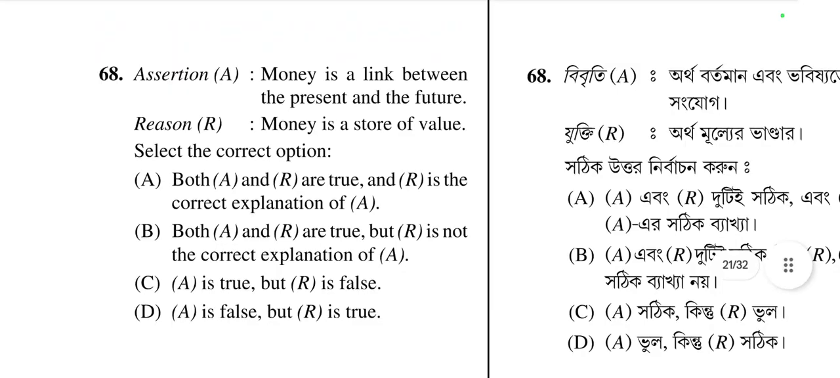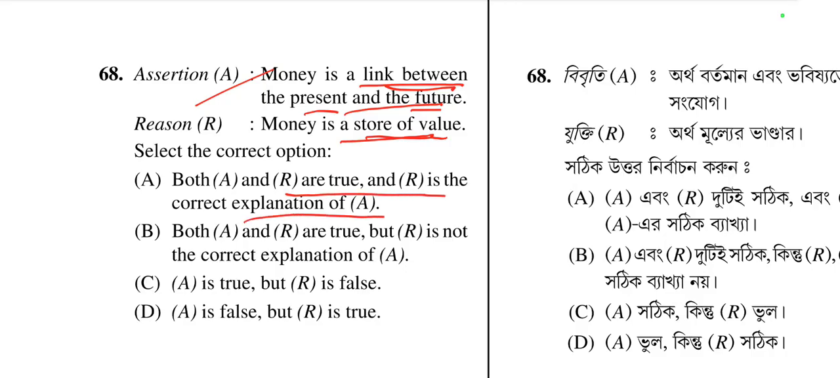Then come to question number 68, assertion and reason. The assertion is that money is a link between the present and the future. Yes, this is true. Then the reason is that money is a store of value. Yes, money is a store of value, so it creates a link between the present and the future. So both assertion and reason are correct, and the reason is the correct explanation of the assertion. So here option A is the right choice.